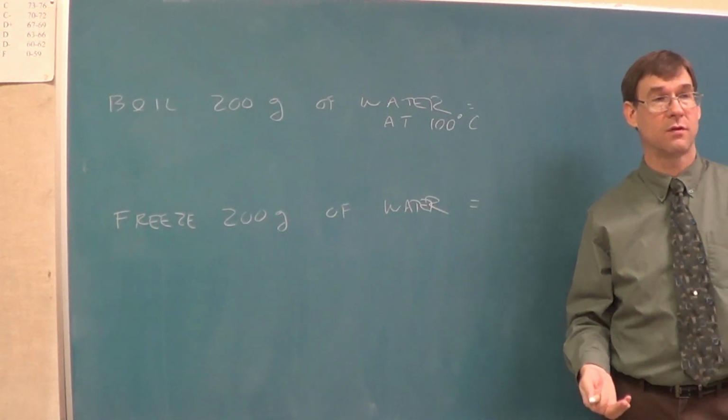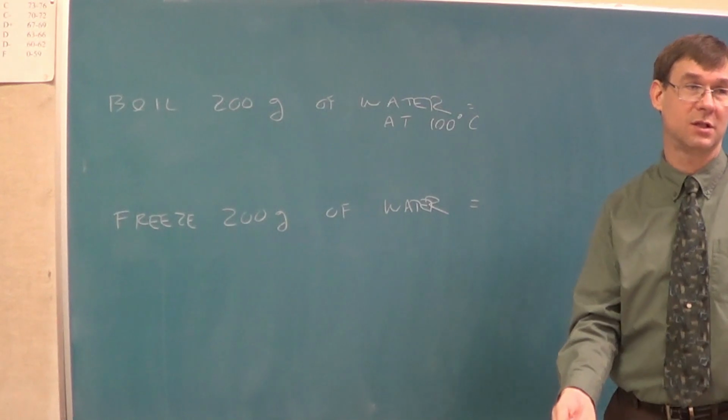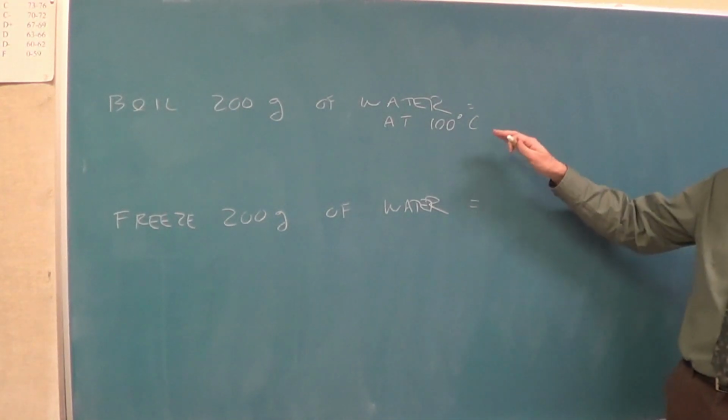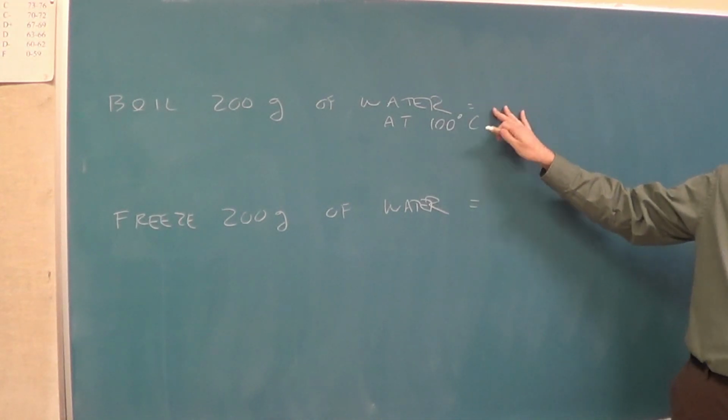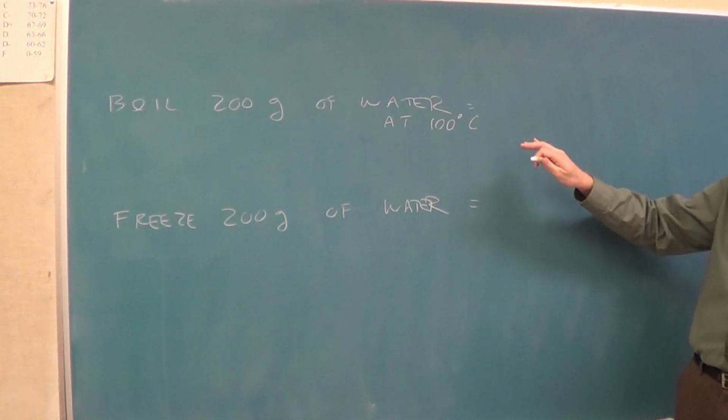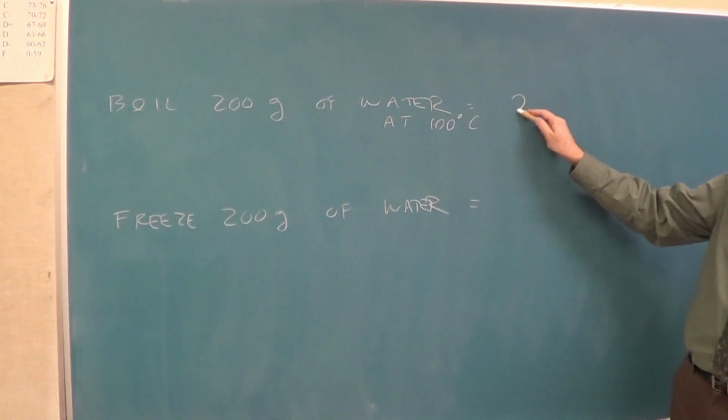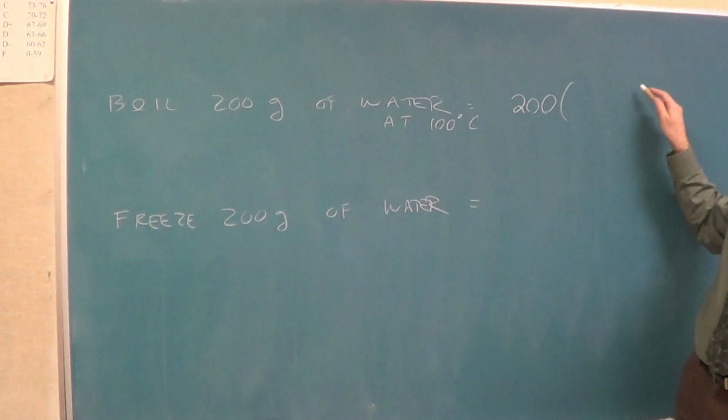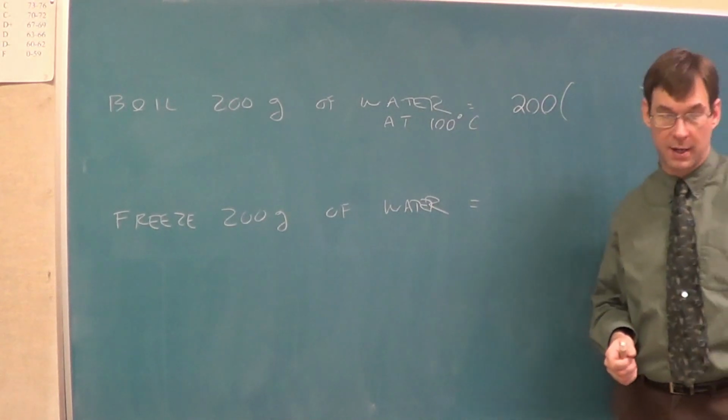I don't have an equation for this. The book doesn't have an equation for this. It's just the way it is. When you're changing states, you want to just take a mass times a latent heat. So for this, if I have 200 grams of water that I want to boil, I just need to take 200 times the right number.